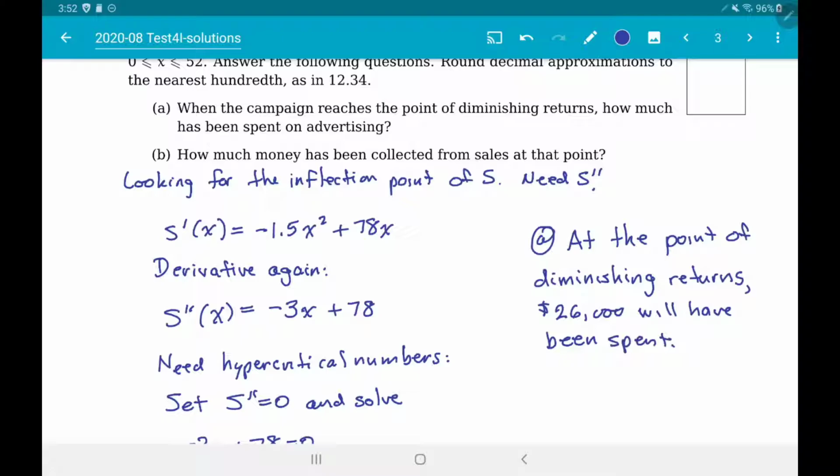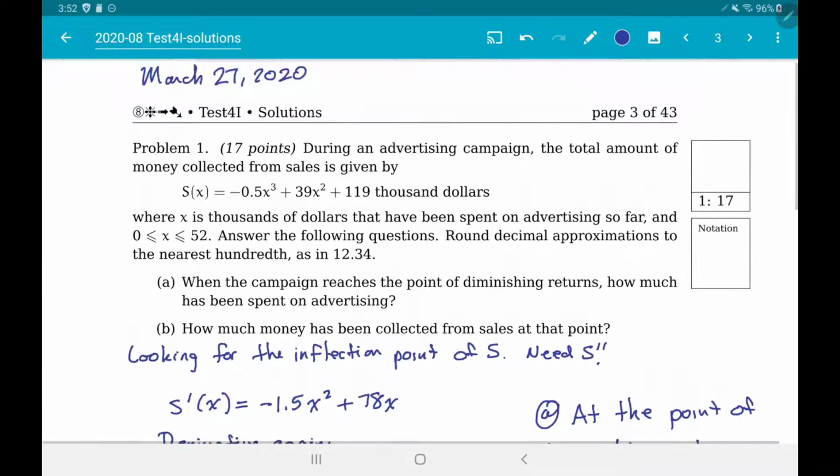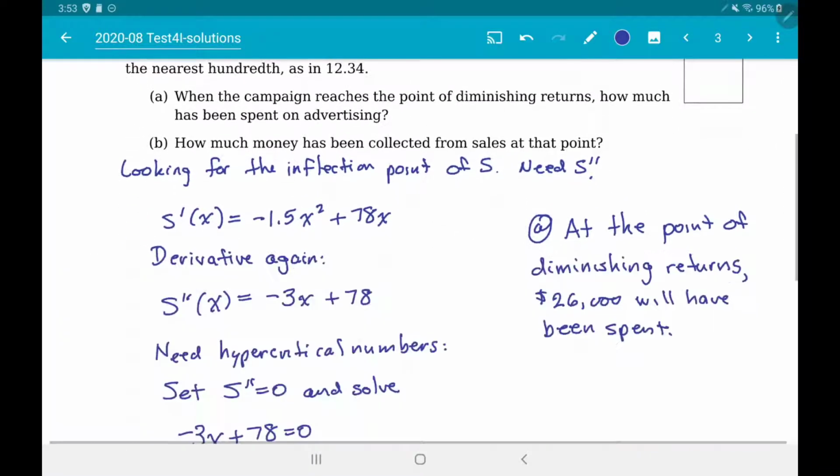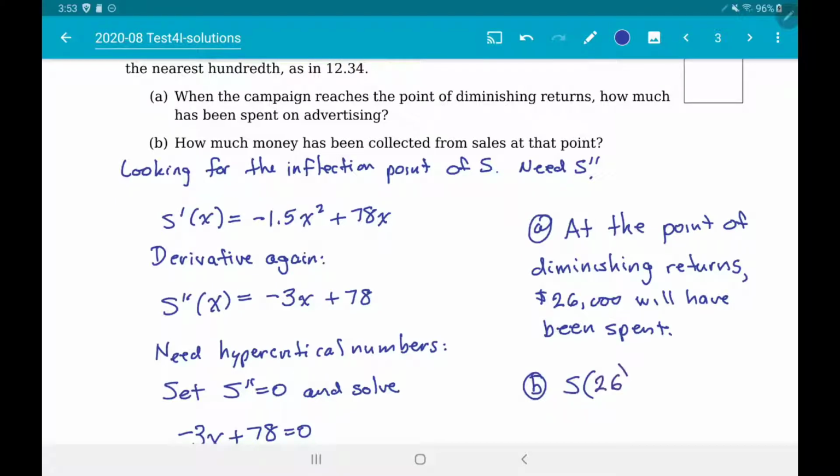Now to answer question B. How much money has been collected from sales at that point? Okay, well, the total amount of money collected from sales is given by this function S of X. Then, of course, at the point of diminishing returns means that we need to apply the function S to the X value that we found, which was 26.